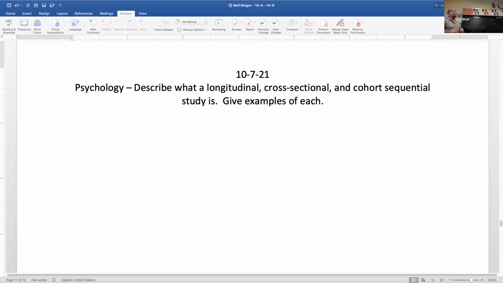What's a negative to a longitudinal study? Yeah, takes forever, right? You're going to have to devote really that person's whole life for that development, right? That's a lot of time. It's a lot of time. And can you come up with an example for this, Allison? You can come up with an example of a longitudinal study?